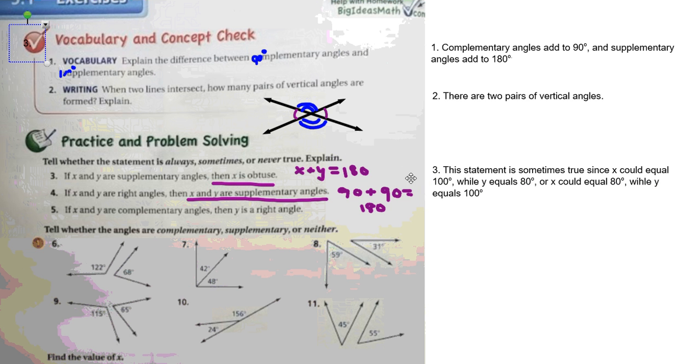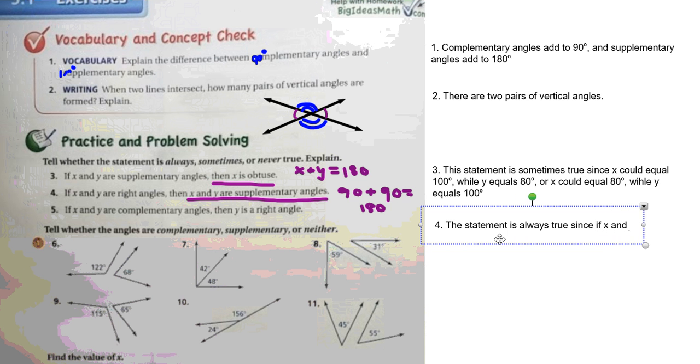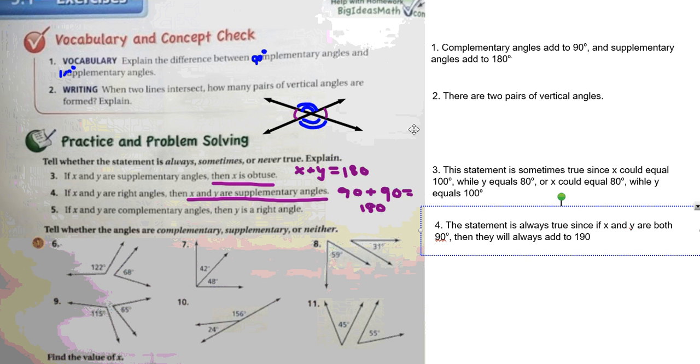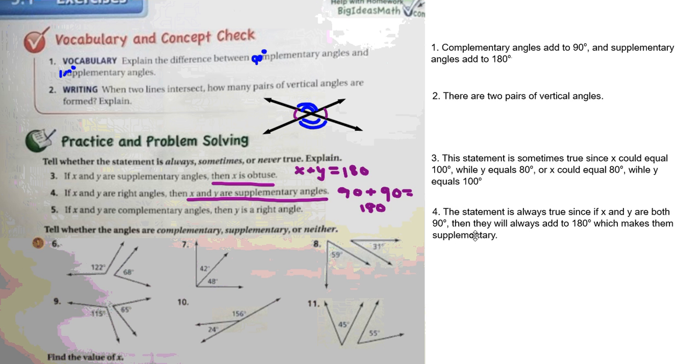So number 4, the statement is always true since if x and y are both 90 degrees, then they will always add to 180 degrees, which makes them supplementary. So it is always true. All right, and then number 5.